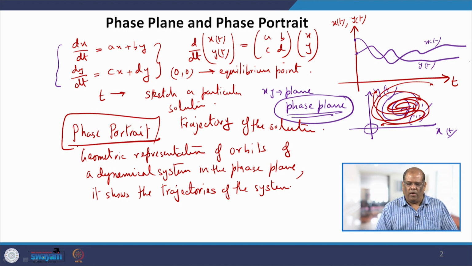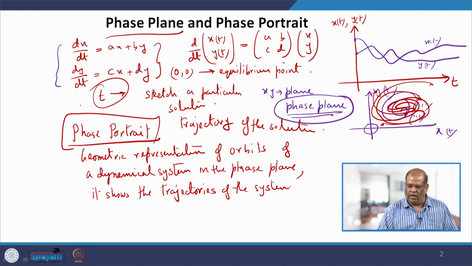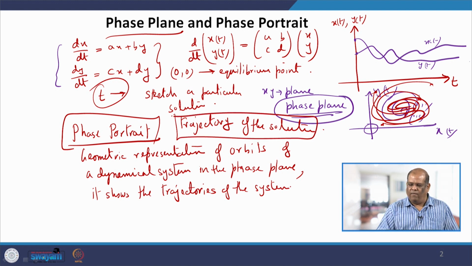So, you need to remember what a phase plane is: the plane on which you get the dynamics is called the phase plane. For a particular initial condition, the solution which you get is called the trajectory of the solution. And for many initial conditions, you will get a system of trajectories which will ultimately give you a phase portrait, from where you can understand how your system is behaving.